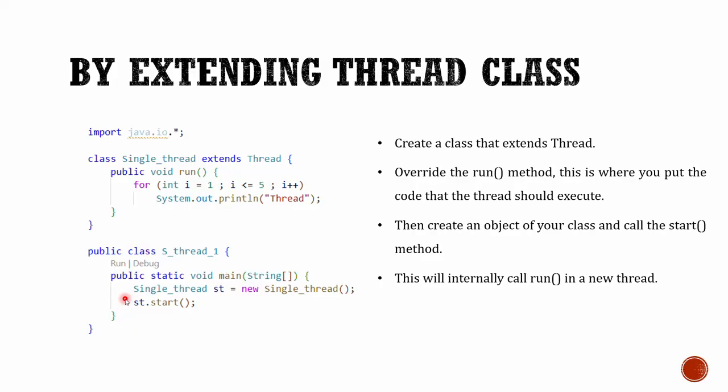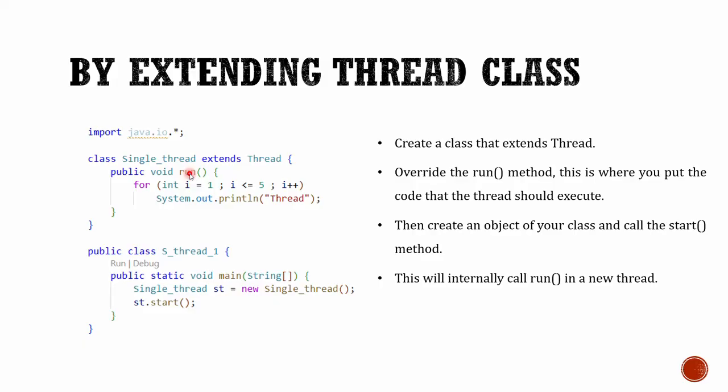Now I need to start the thread execution. I can do that using the start function. Just use this object, st.start, which will make your thread move to the runnable phase. Now automatically, when I give st.start, it goes to that class and searches for the run function. When it sees the run function, the thread will move to the running phase. Now the thread will be executed. So this is how we make the class a thread class.